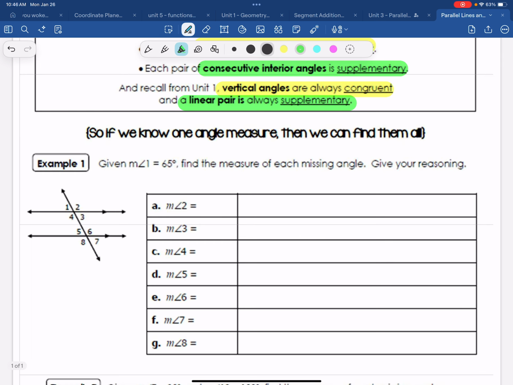Okay, so in order to find measurements, you must be given one measurement. So in this case, we've been told that angle 1 is 65. So I'm going to go over here and write 65. When I approach a problem like this, I always start looking for what is congruent to my given angle. I know that angle 1 and angle 5 are congruent because they are corresponding.